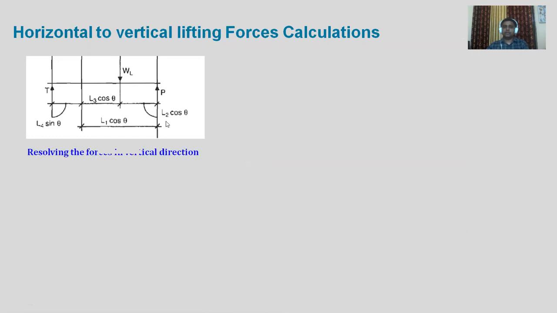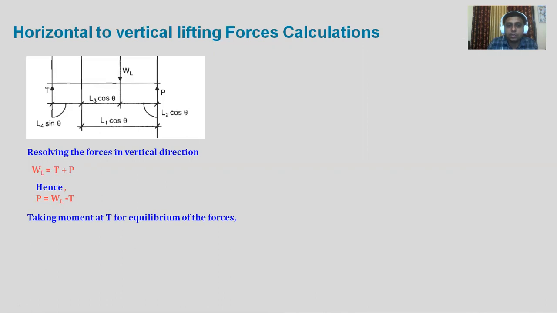Now let's resolve these forces in the vertical direction. Under equilibrium of forces, we can say WL is equal to T plus P, isn't it? WL is equal to T plus P. So we can say P is equal to WL minus T. It is simple mathematics by which we can calculate if we know the value of weight, which will always be known to us, and the value of the tailing lug reaction, then we can calculate the value of the lifting lug reaction. So P is equal to WL minus T. By this formula, we are going to calculate that.